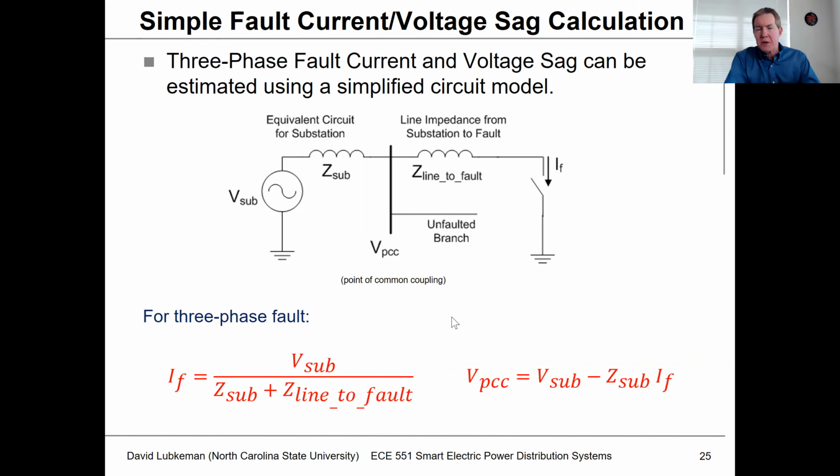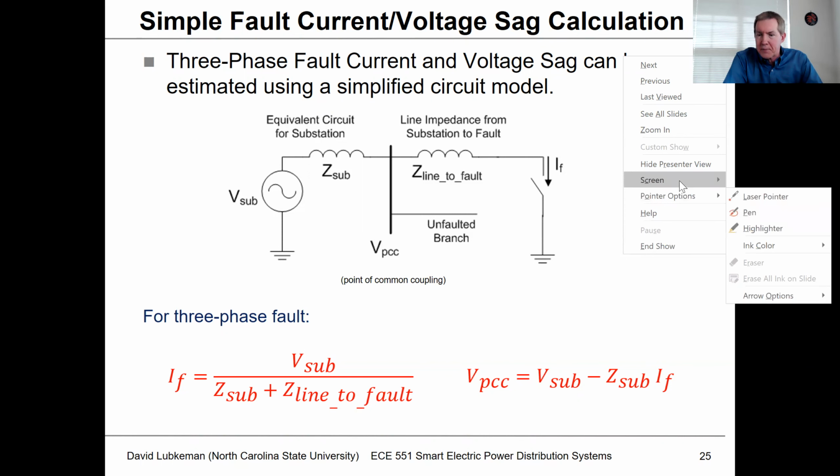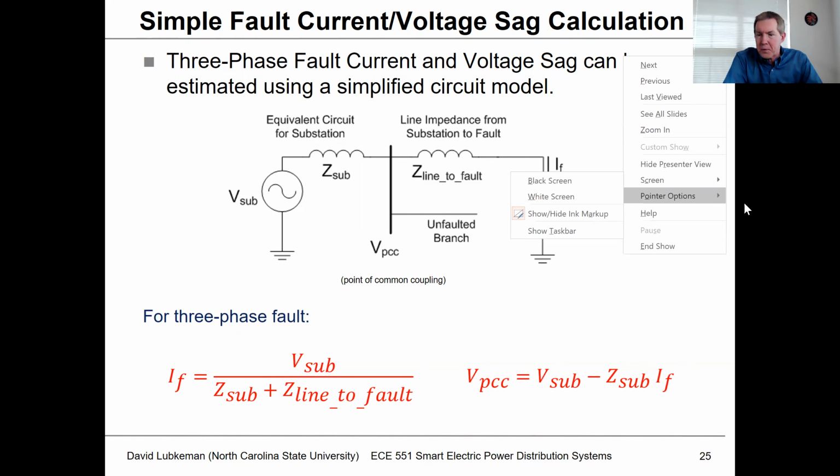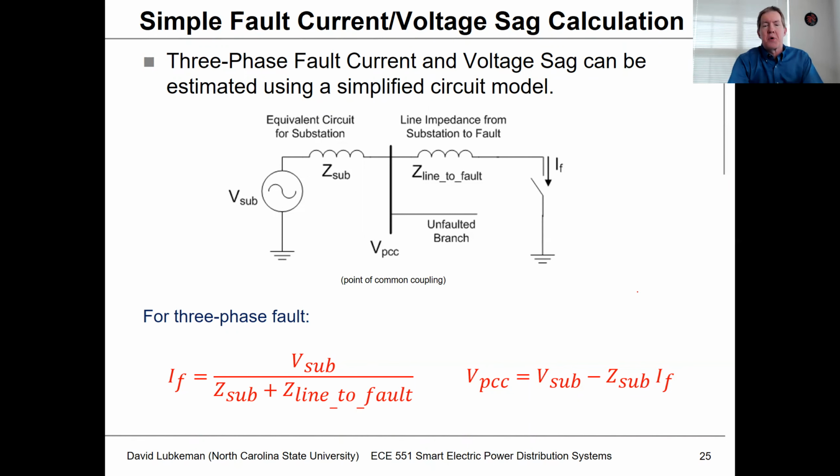What we're going to be assuming in our modeling technique is that we could use a simple Thevenin equivalent for the power grid. So we'll have a voltage behind an impedance. I have a Z sub written there, but that's actually a combination of the substation transformer and the transmission system put together. Typically a utility will have this value available at the substation.